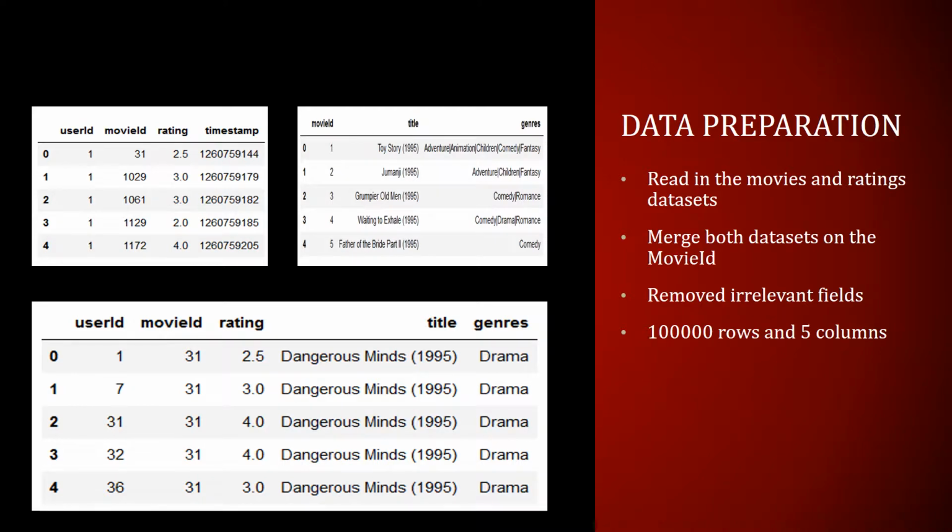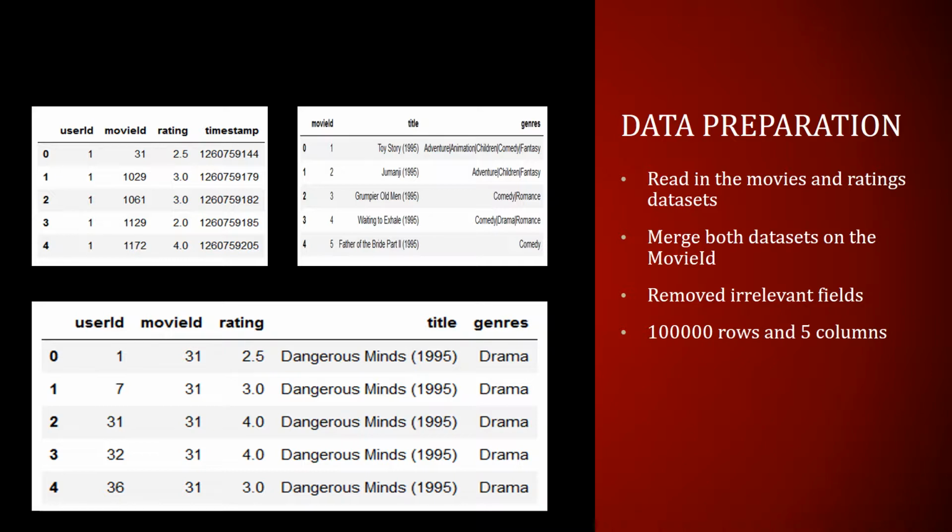Data preparation. So the first thing I did was to read in the movies and ratings data sets. Notice I did not mention the tags data set. I felt that it was not going to be of importance with this particular project, so I did not include it in my analysis.